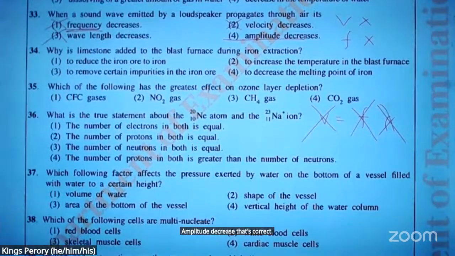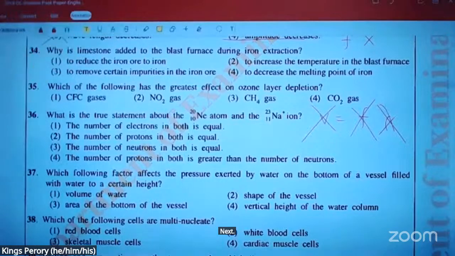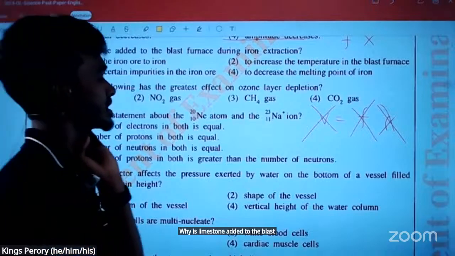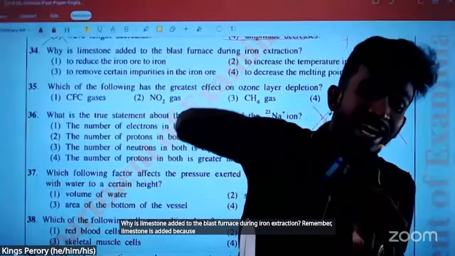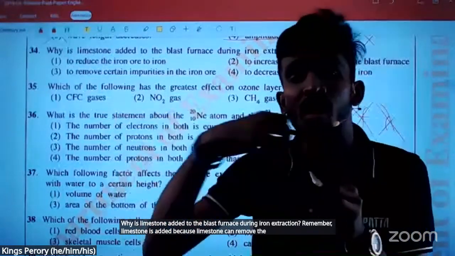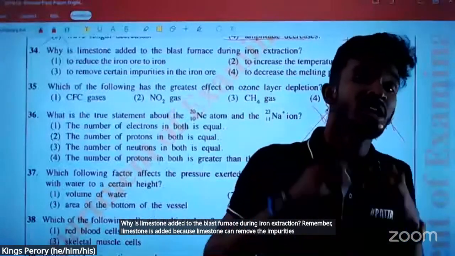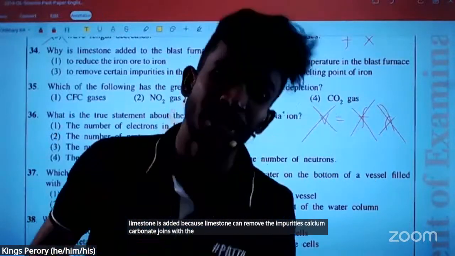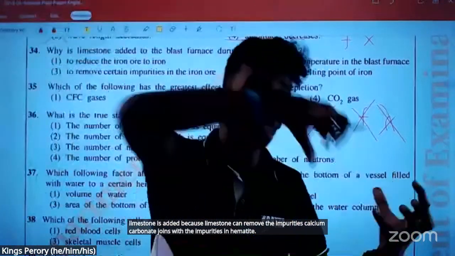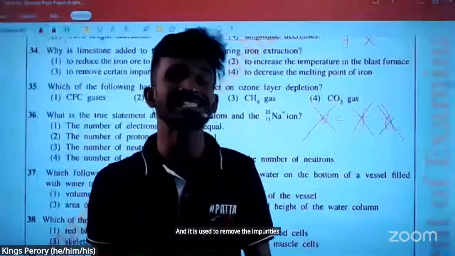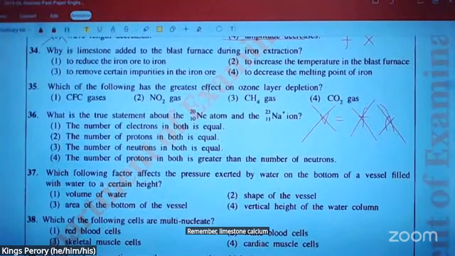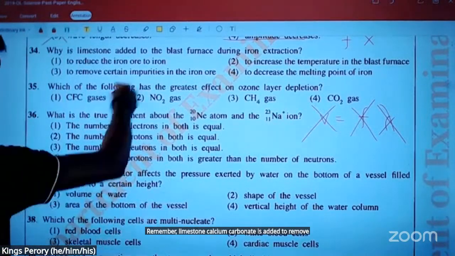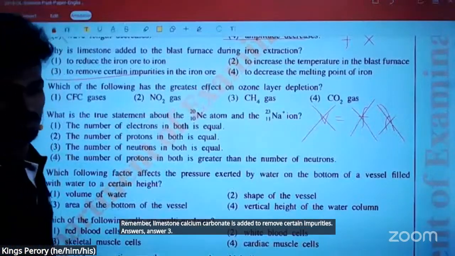Next. Why is limestone added to the blast furnace during iron extraction? Remember, limestone is added because limestone can remove the impurities. Calcium carbonate joins with the impurities in hematite and is used to remove them. It forms the slag there. So remember, limestone, calcium carbonate, is added to remove certain impurities. Answer is 3. Keep that in mind.